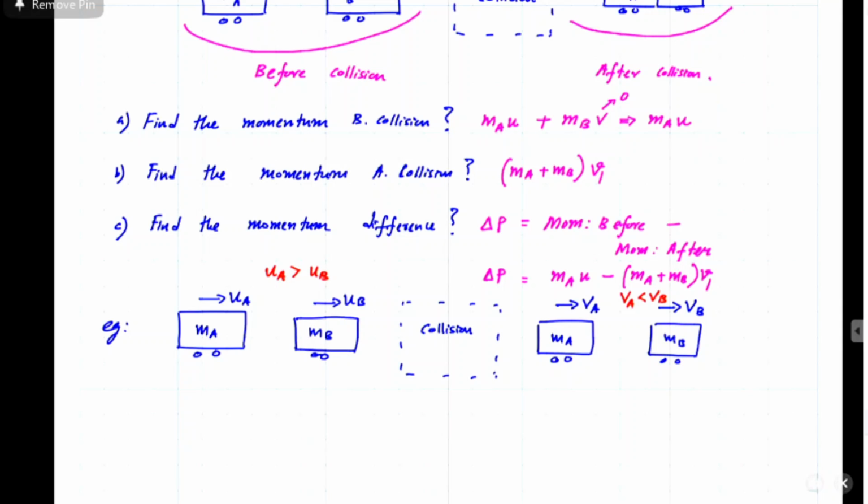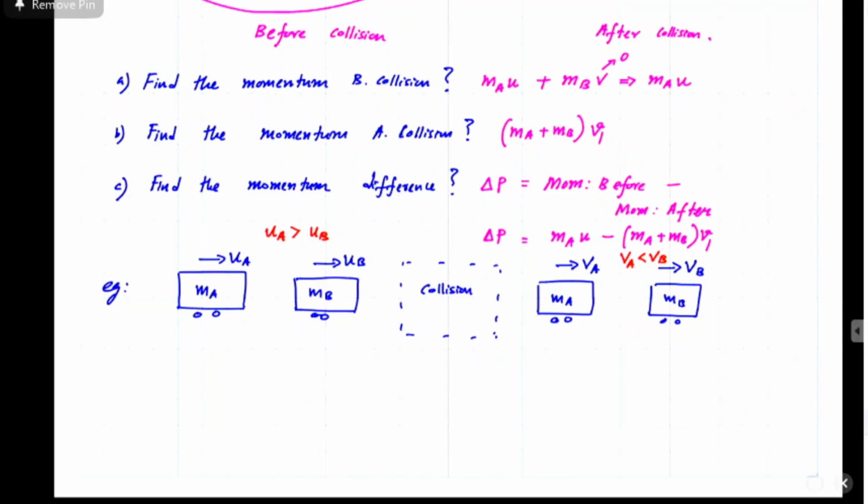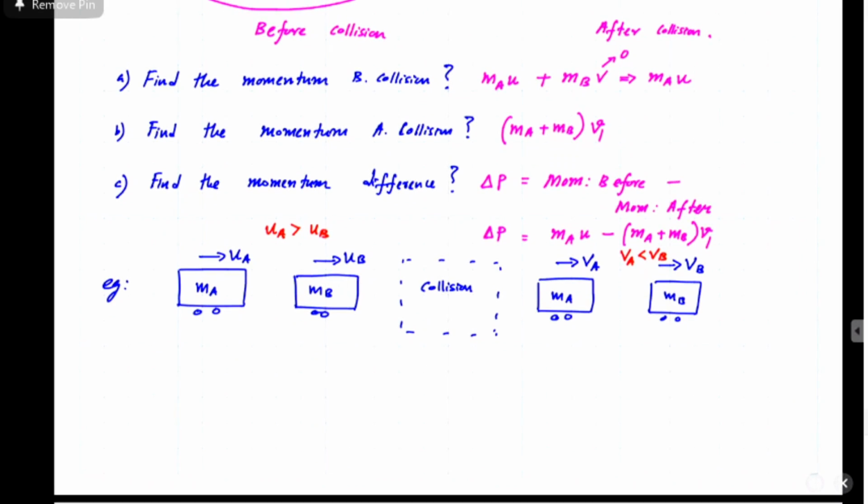Okay. So now the first one, find the momentum before collision. So before collision, find the momentum before collision. So first one, that would be MA UA plus MB UB. B. Find the momentum after collision: MAVA plus MBVB.